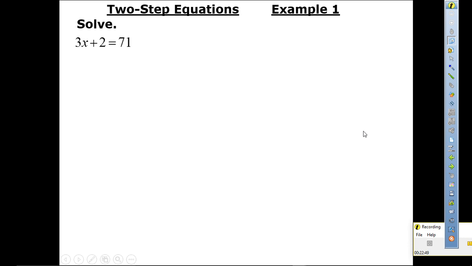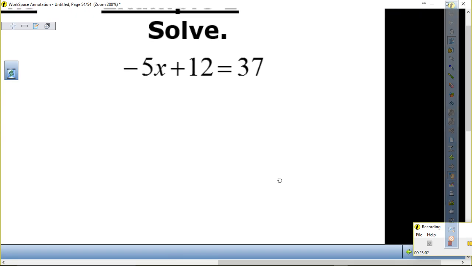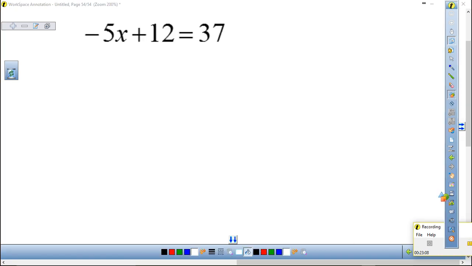Here we go. Still part of example 1. Write it right underneath. Negative 5x plus 12 equals 37. See if you can do that one by yourself all the way through, all 4 steps. Copy that and go. All right, check with your neighbor, see what they got. All right, let's see. What did you get for this one, Julian? Oh, did you guys hear that?